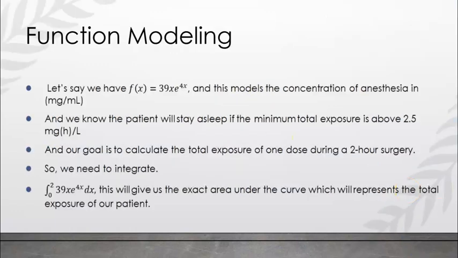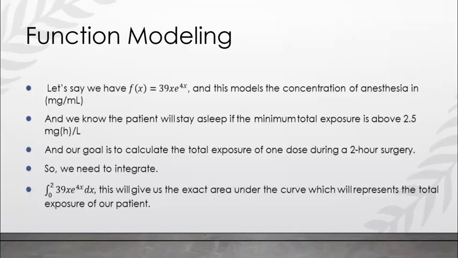However, before we can start to calculate, we need to know what our function f of x is. We can model our function f of x as equal to 39x times e to the negative 4x power, which, as we established, models concentration of the drug over time. Now, the last piece of information we have is a minimum total exposure level. This level describes the minimum value that our total exposure has to be so that our patient stays asleep. We know this minimum value is 2.5, so our goal in calculating the total exposure of one dose of anesthetic is to see if it is above or below the minimum value. If it is above, our patient will stay asleep for the whole 2 hours. If it is below, they'll wake up.